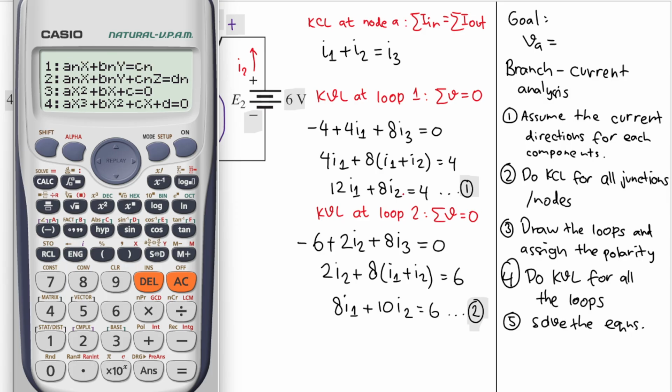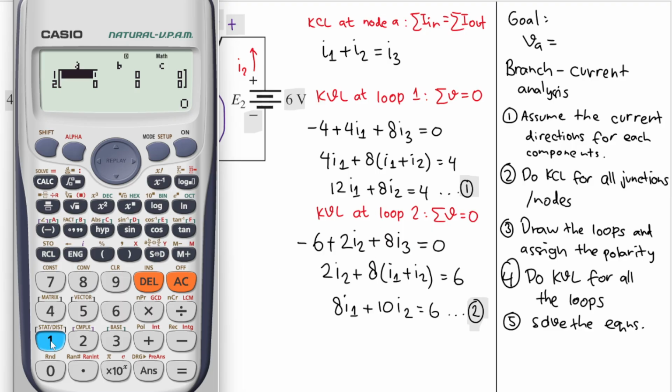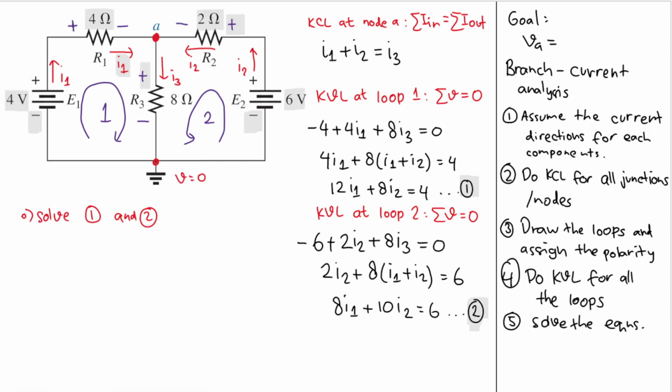And two variables, because we have two equations with two variables, is number 1. And then I will have 12, and then 8, and then 4. That is the first equation, right? 12, 8, and 4. And then I will have 8, and then 10, and then 6. Good. And now I will have the value of I1, which is minus 1 over 7. Okay, let's get that. I1 is equal to minus 1 over 7 ampere.